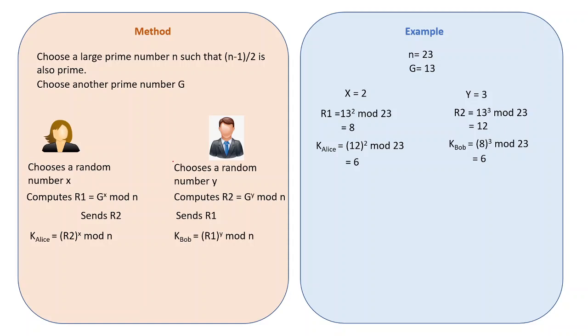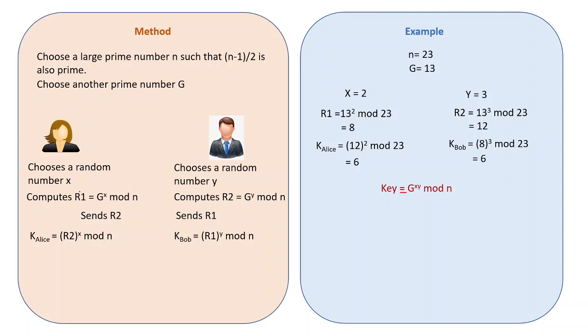Now the interesting part is that Bob didn't know x, and Alice didn't know y. Still, they computed the same number, because the key which has been generated in this case is equivalent to g to the power xy mod n.